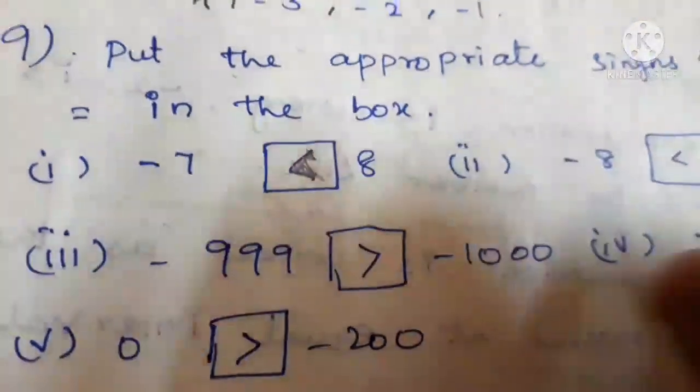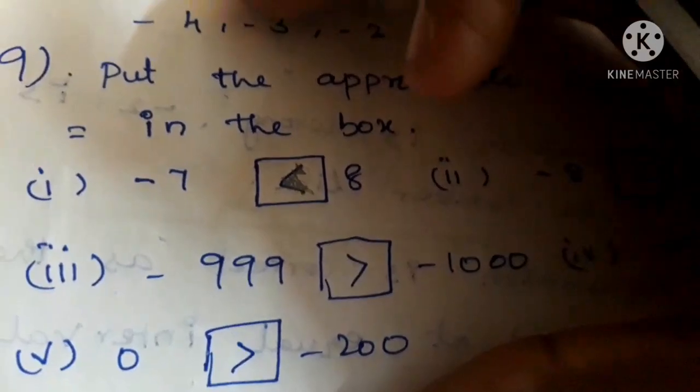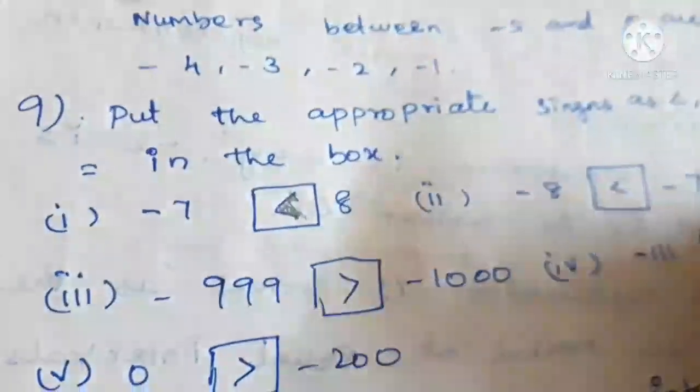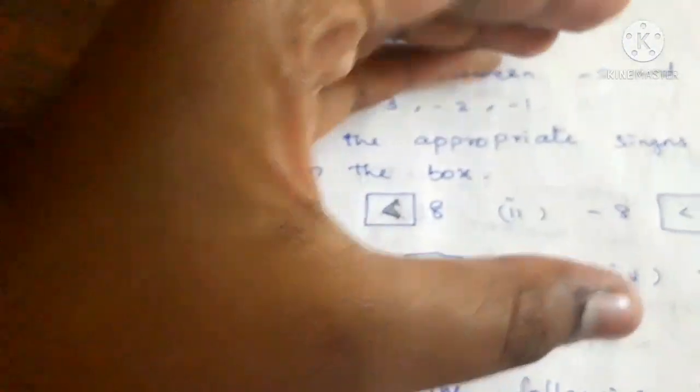Toward the bigger number, the crocodile will open its mouth to eat it. Okay, so it will open its mouth and it will just grab the 8. Okay, then it will move to the minus 7.